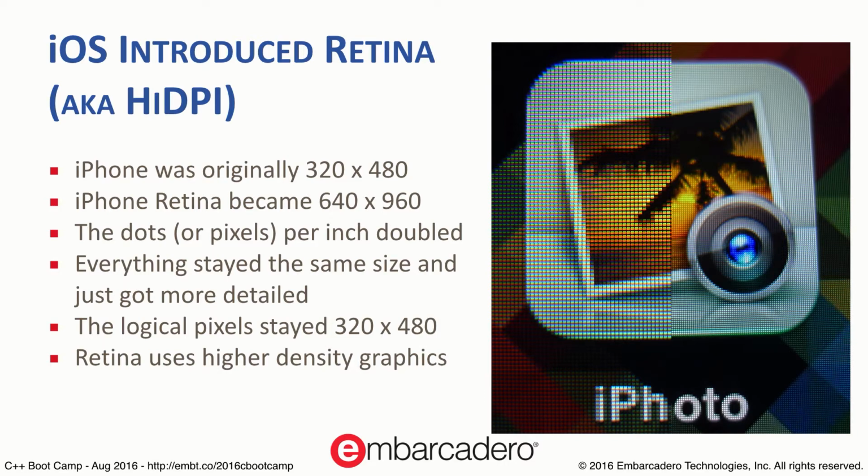And so what this resulted in is a difference between logical pixels and physical pixels. What that means is, even though the screen was now 640 by 960, you treated it as if it was 320 by 480, but all of the graphics you provided, like for example here, the icon, were at higher resolutions. So this became 2x graphics, essentially. The graphics were twice as high resolution in horizontal and vertical.